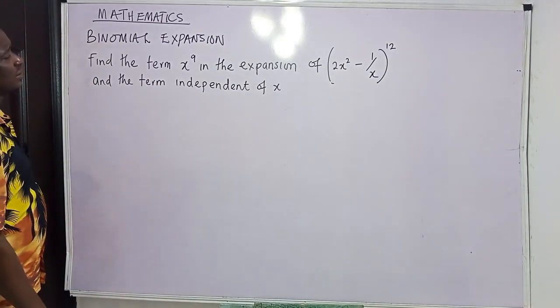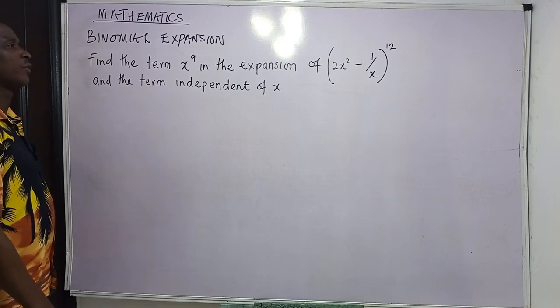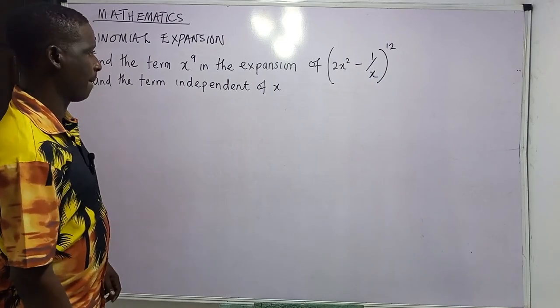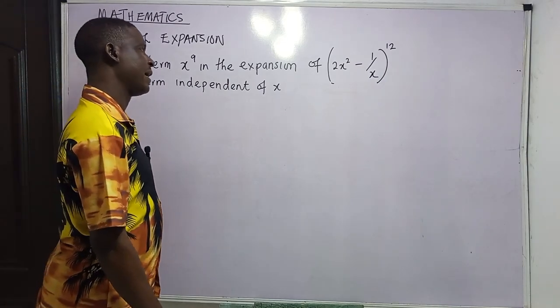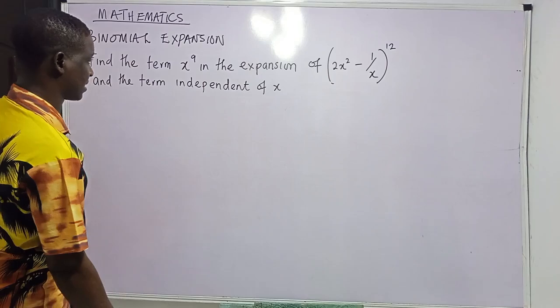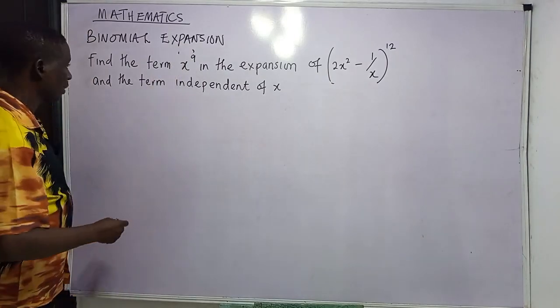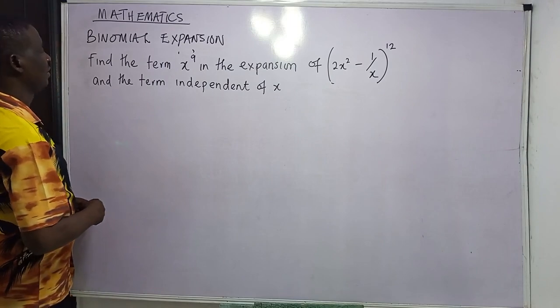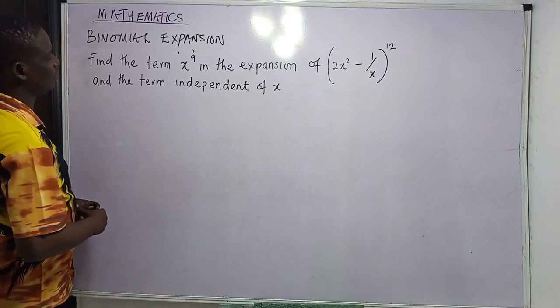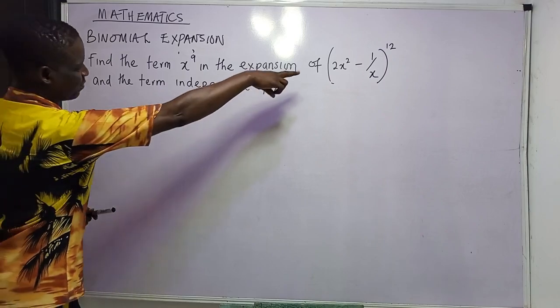We want to solve this particular question; this one is a different type of question. I gave the formula in the first video, you can check. Find the term x to the power 9 in the expansion of (2x squared minus 1 over x) all raised to power 12, and the term independent of x. First, this is our focus: we want the term x to the power 9 in the expansion of this.